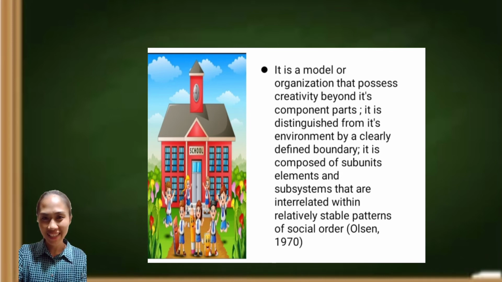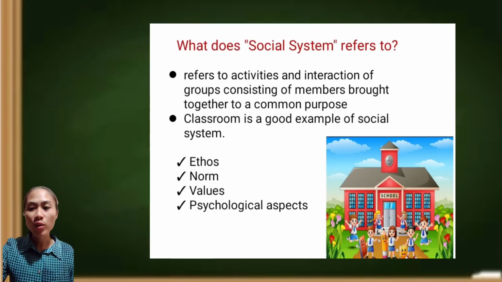Olsen, 1970. What does social system refer to? It refers to activities and interaction of groups consisting of members brought together for a common purpose. A classroom is a good example of a social system. Ethos. What is ethos in social system? An ethos is social when it informs the social interaction among people, not only in formal institutional contexts, in relation to the state, but also in informal everyday contacts in civil society.